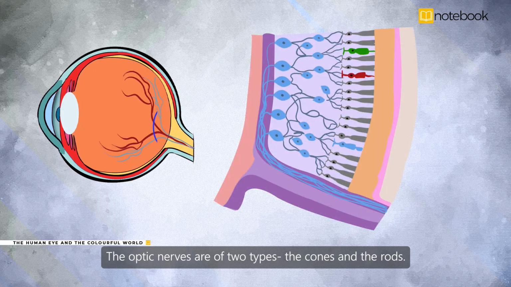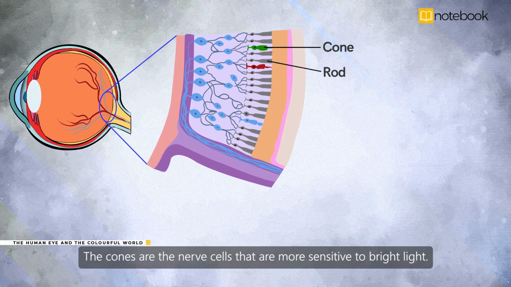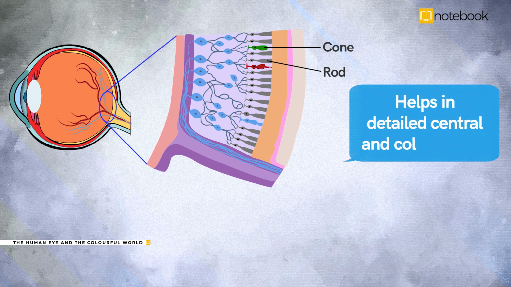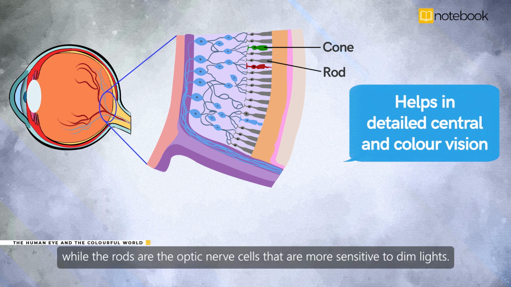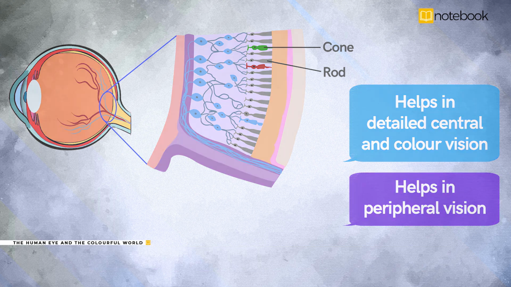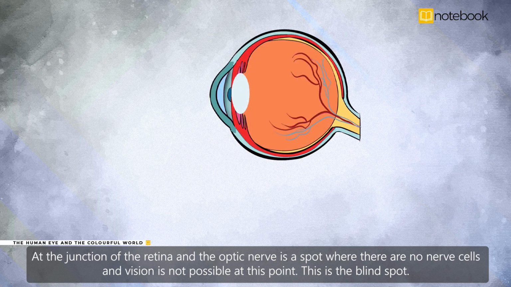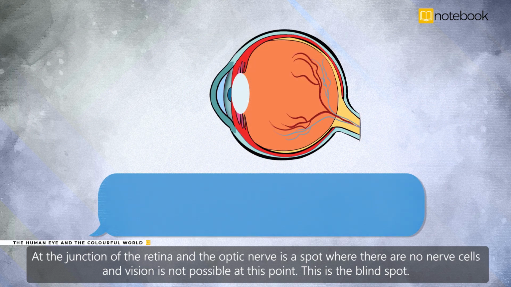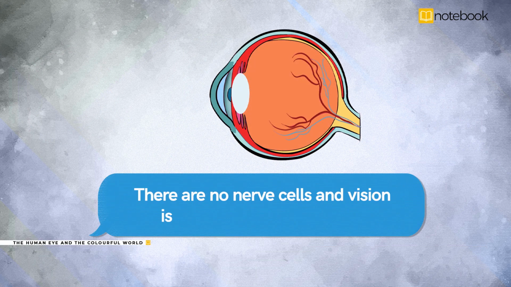The optic nerves are of two types, the cones and the rods. The cones are the nerve cells that are most sensitive to bright light. They help in detailed central and color vision, while the rods are the optic nerve cells that are most sensitive to dim lights. They help in peripheral vision. At the junction of the retina and the optic nerve is a spot where there are no nerve cells and vision is not possible at this point. This is the blind spot.